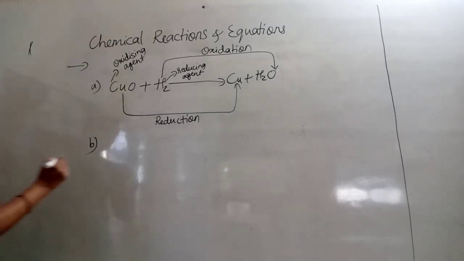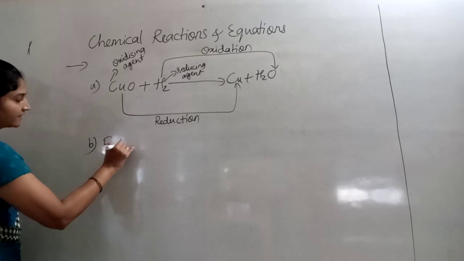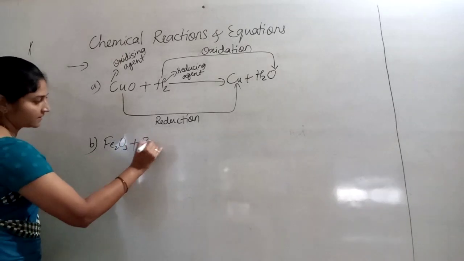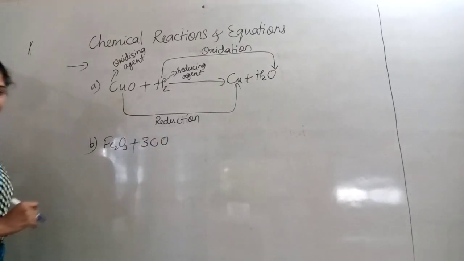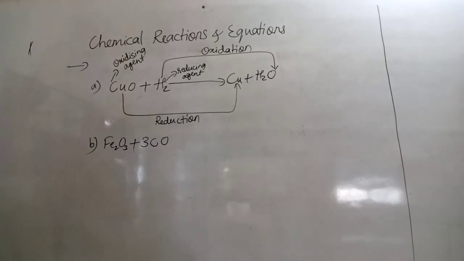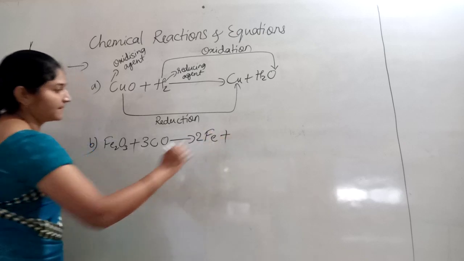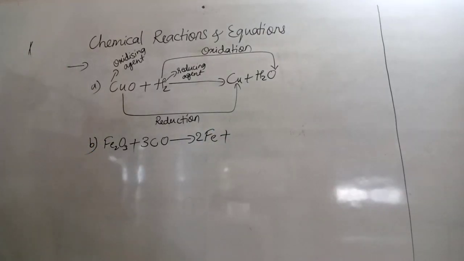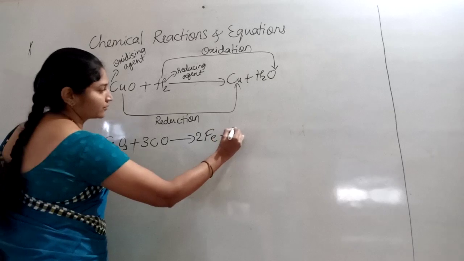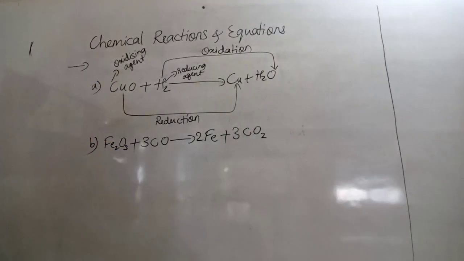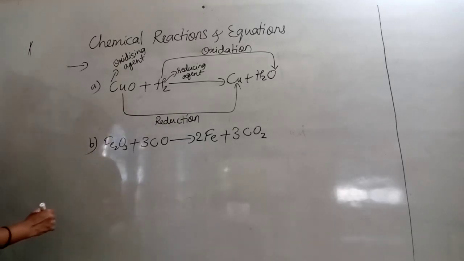That is Fe2O3 plus 3CO, carbon monoxide, which gives 2Fe plus 3CO2. Okay. So here, which is going to release the oxygen?